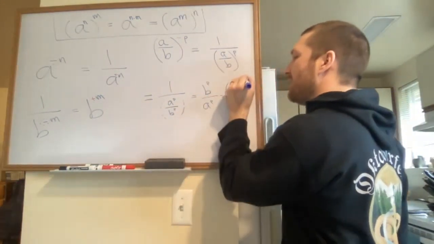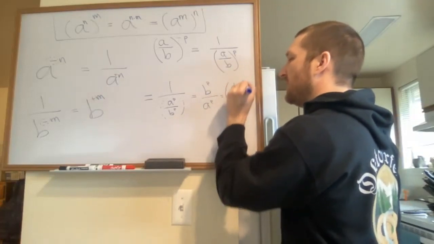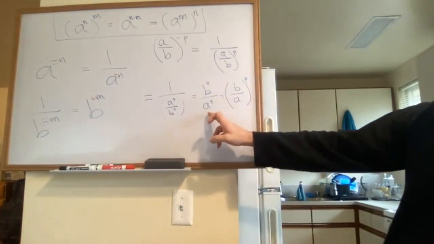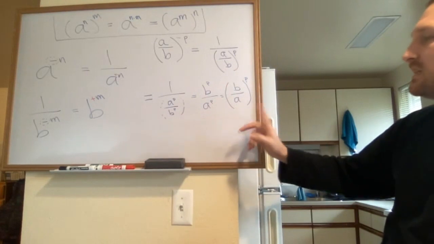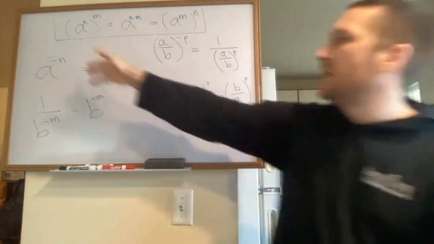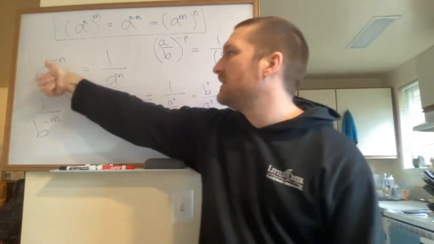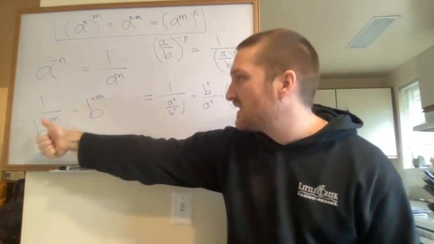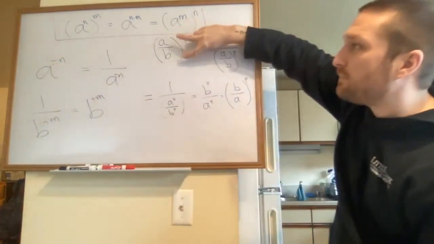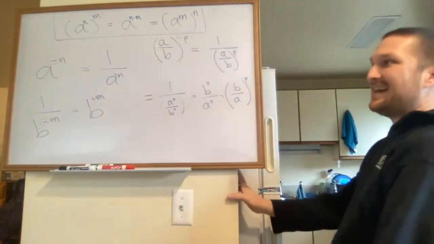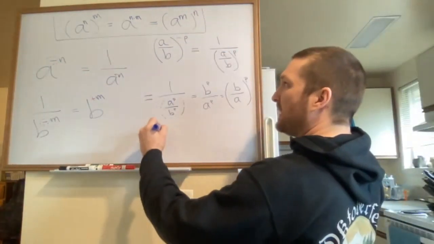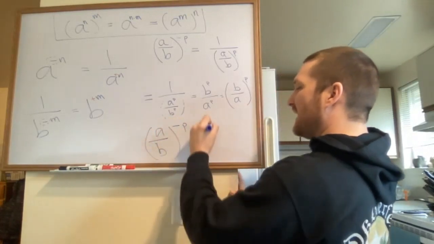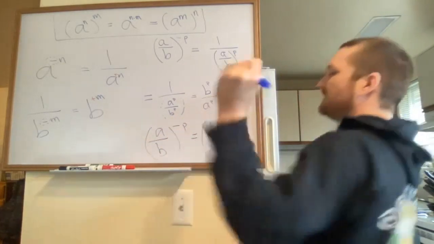Which we can rewrite like this: B over A, all raised to the P. Sometimes it'll be nice to think about it like this. But the rule here: have something in the numerator raised to a negative power means take me downstairs. Have something in the denominator raised to a negative power means take me upstairs. Having both upstairs and downstairs raised to a negative power simply means flip it. So A over B to the negative P is the same thing as B over A to the positive P.